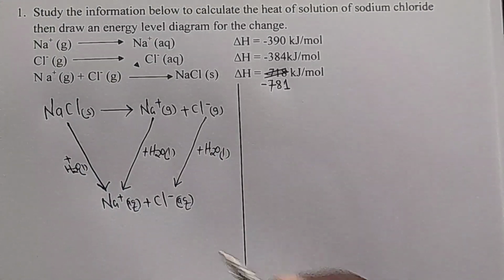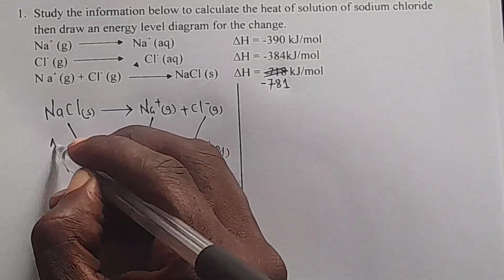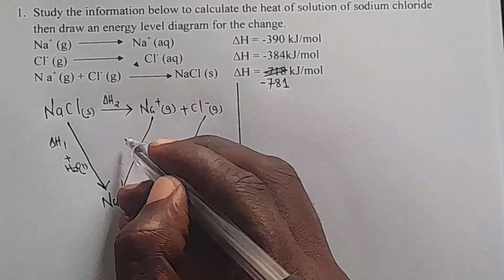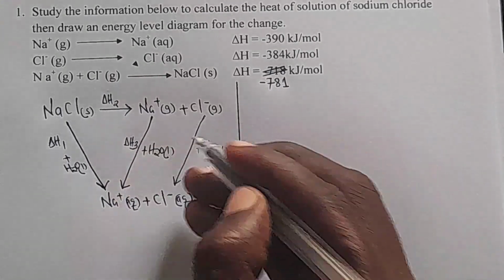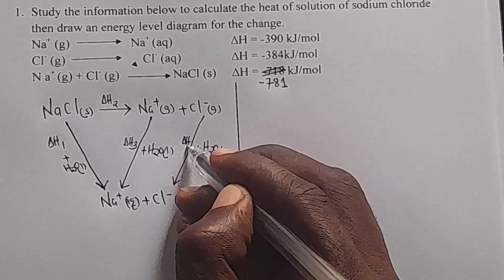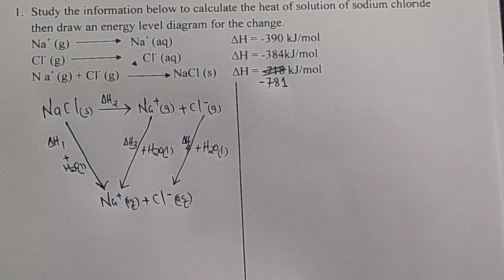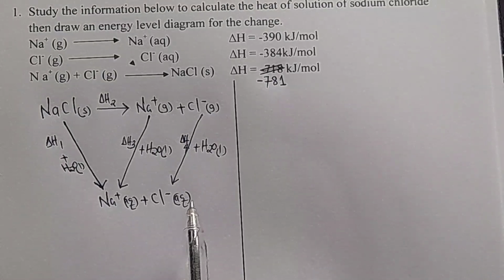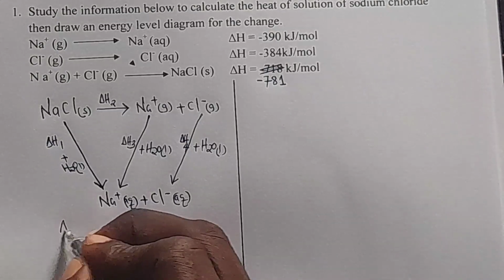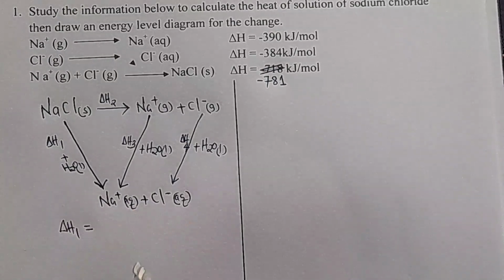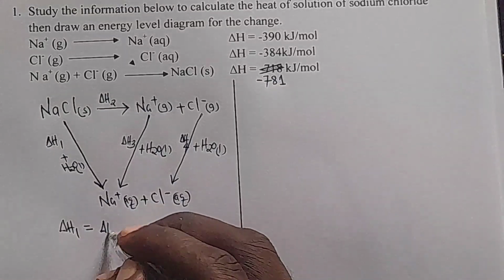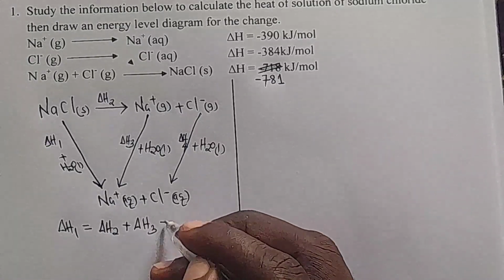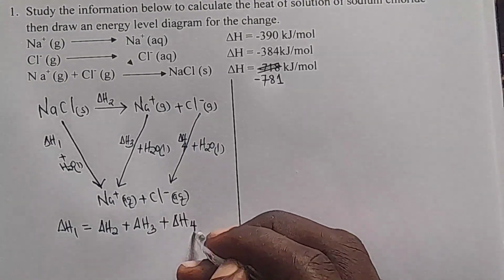So let's just try to relate. This is enthalpy of solution. This is lattice energy, enthalpy change 2. This is hydration energy of sodium ion. Then here we have hydration energy of chloride ions. So using Hess's law, we have 2 routes of forming sodium ion aqueous and chloride ion aqueous. One route is enthalpy change 1. So the other route will be having lattice energy, that's enthalpy change 2, then adding the hydration energies, that's enthalpy change 3 plus enthalpy change 4.